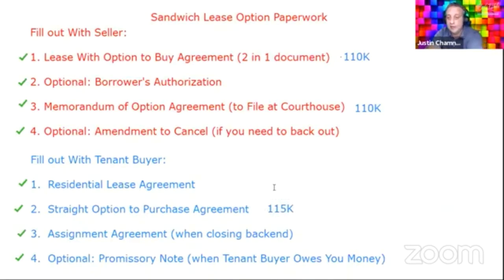All this is happening right up front when the tenant buyer is getting ready to move in, where we're qualifying him up. All these agreements happen right here. Straight option to purchase for $115K. Now, when he's ready to qualify at the bank, that's when I get the assignment agreement out. I get a purchase and sale agreement with the seller, and I assign it over to the tenant buyer for a $15,000 payout of equity, right?